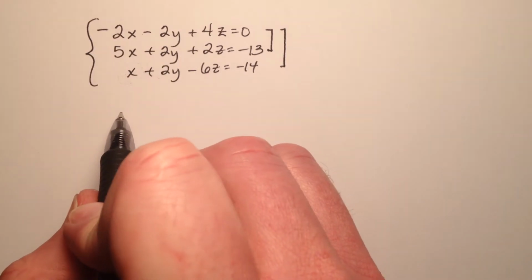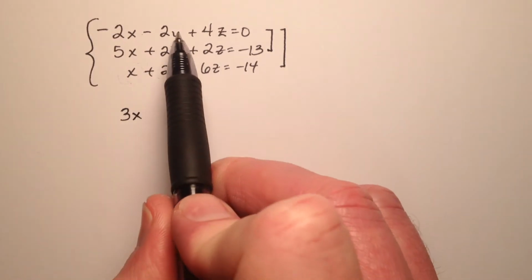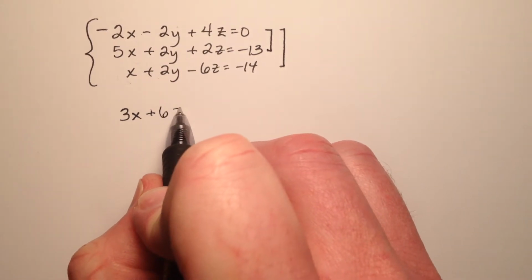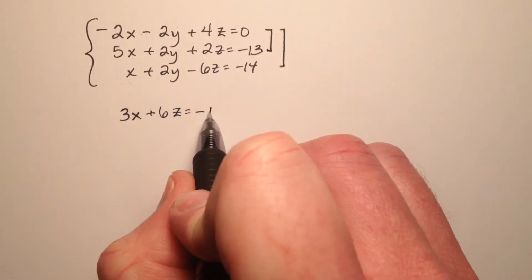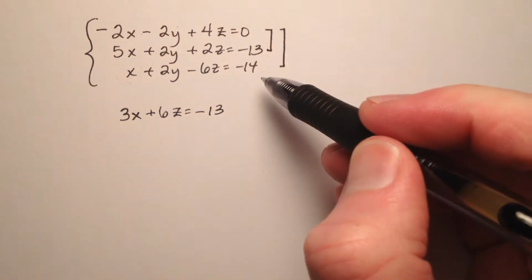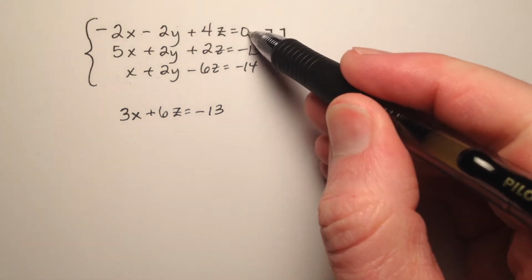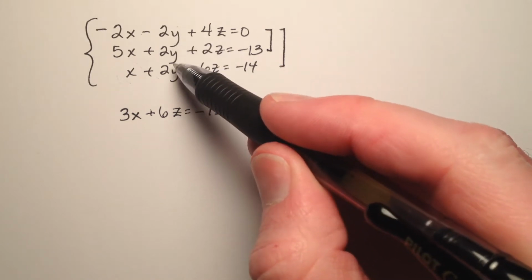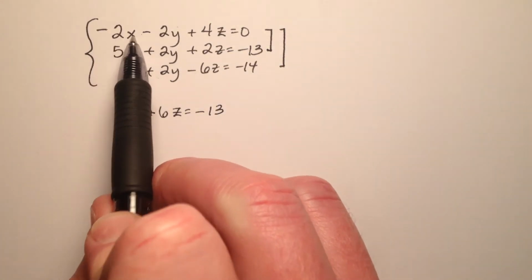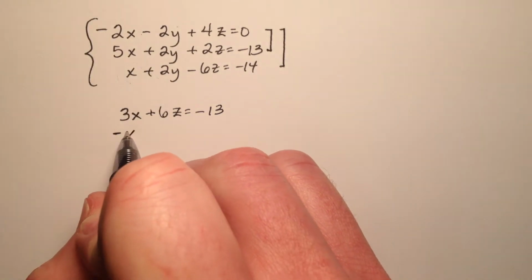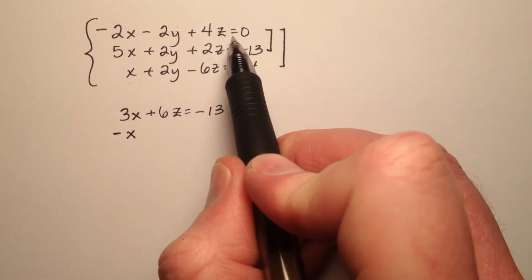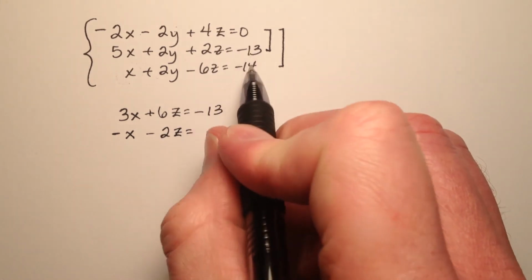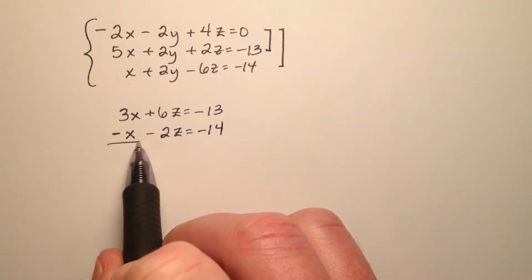Negative 2x and 5x makes 3x. My y's cancel, and 4z and 2z makes 6z, and then that's going to equal negative 13. So similarly, I can also add the first and last equations together, and that will also produce a new equation that does not have a y. So negative 2x and a positive x makes a negative x. My y's again cancel, so 4z minus 6z is negative 2z, and that'll equal a negative 14.